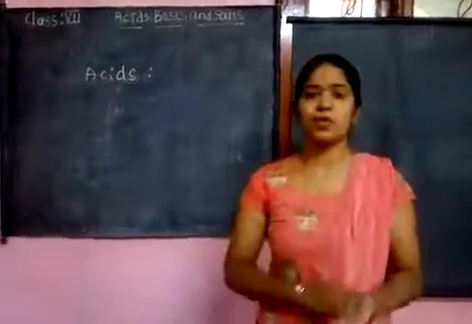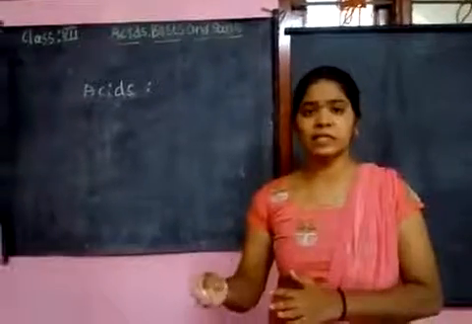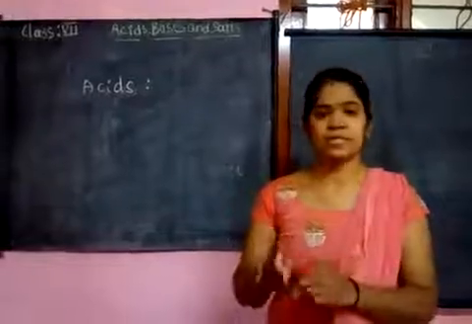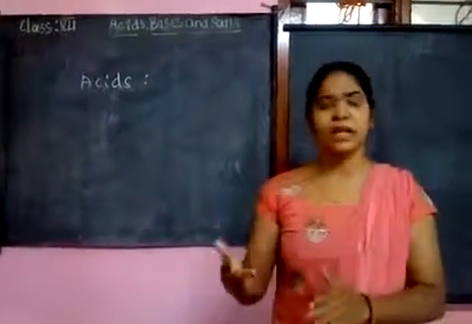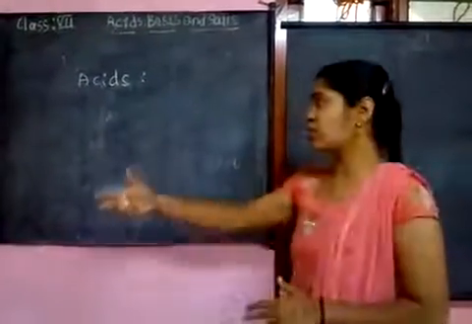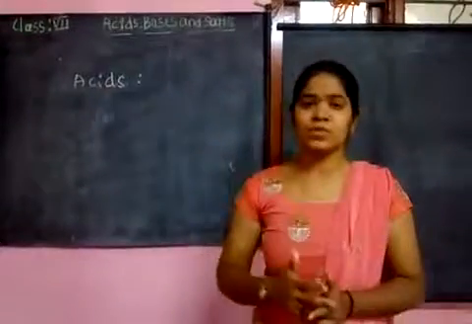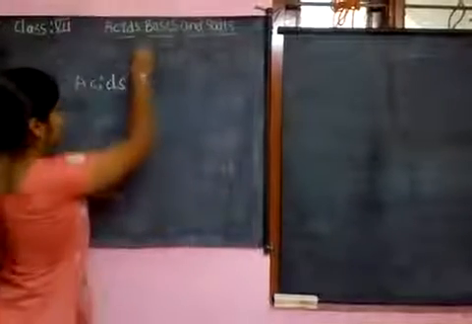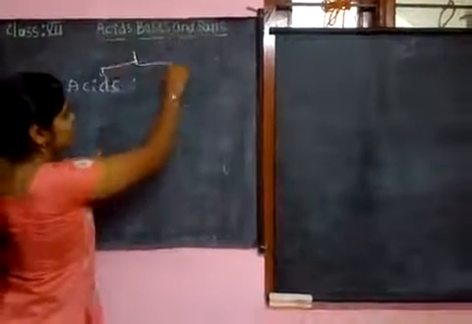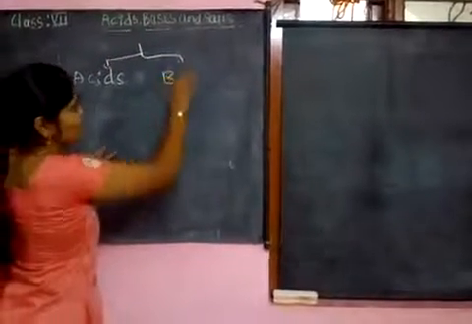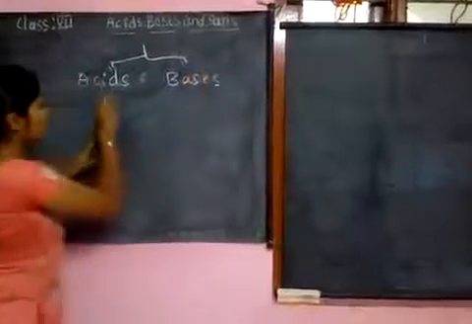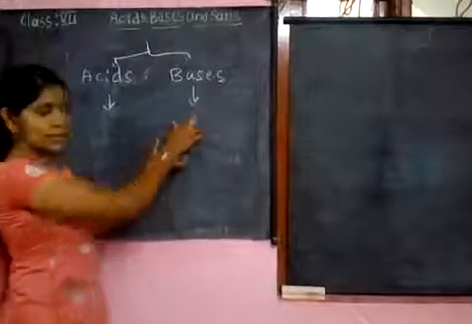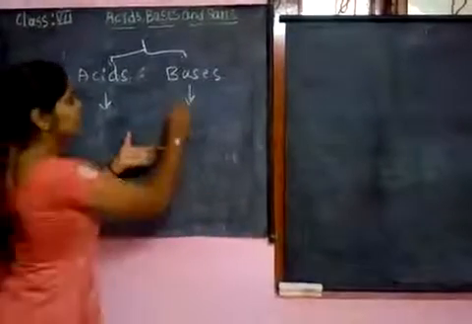As I previously told, on the basis of taste, we are going to differentiate them into acids and bases. If the material is a sour one, then we call it an acid, and the substances which are bitter are called bases. So the taste of acids is sour, but you remember that if the food material is a bitter one, then it is a base.